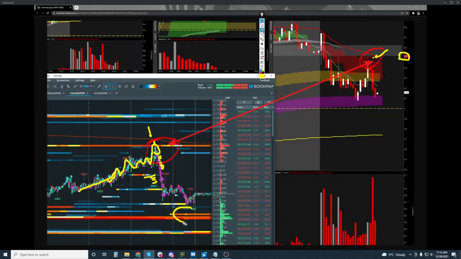Until we get into this $6 level, which is our support, I believe this was probably the previous day close, and also we had another J lines over here. Okay.